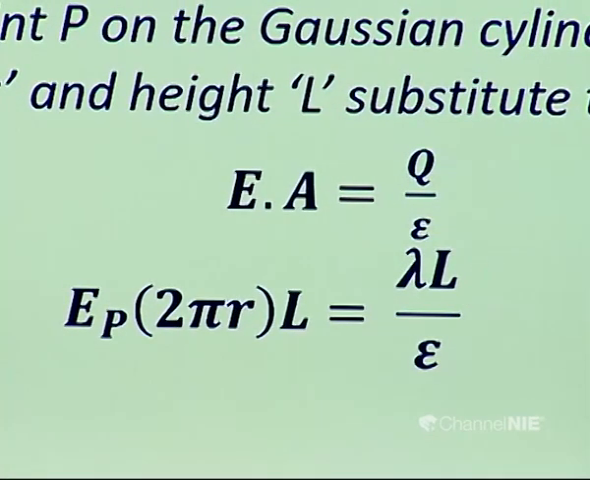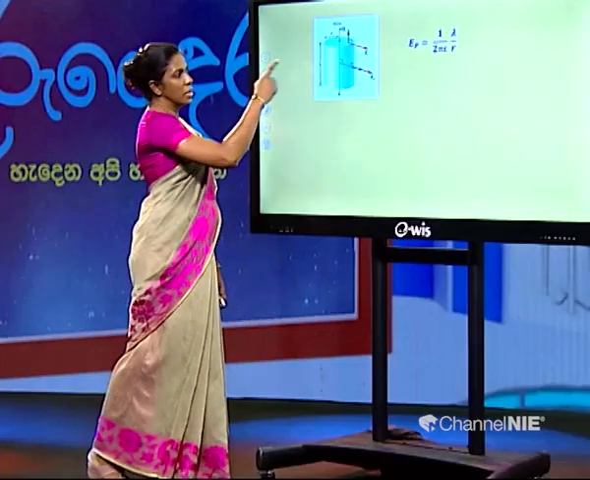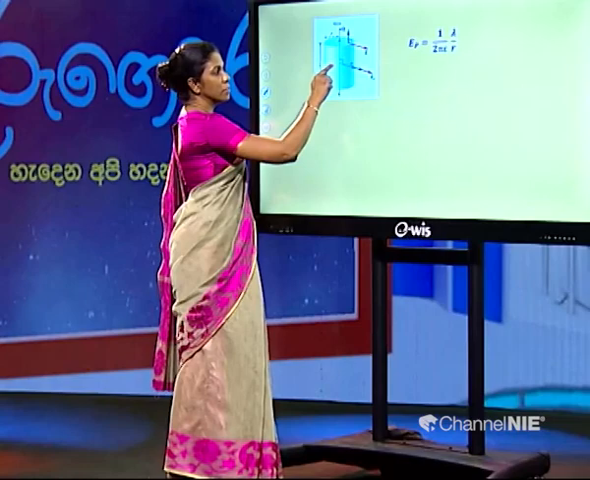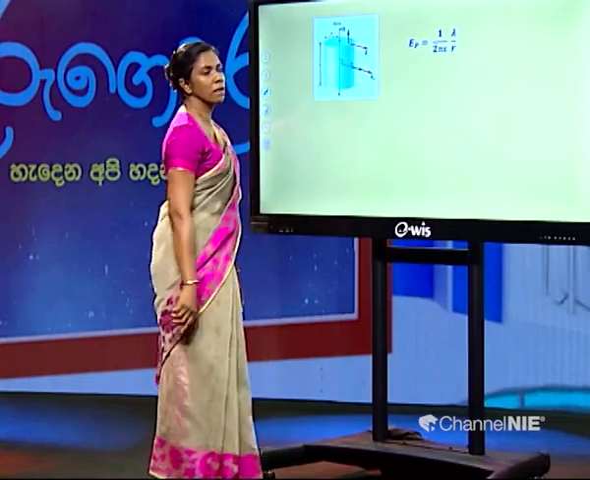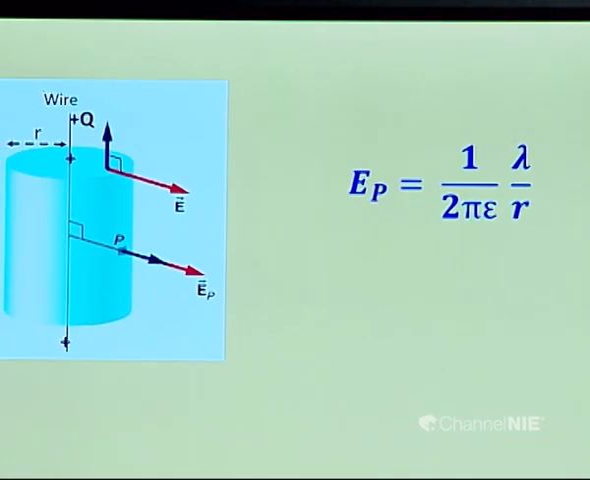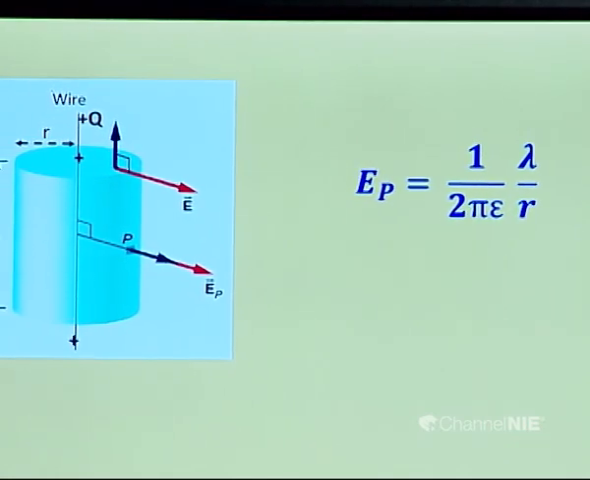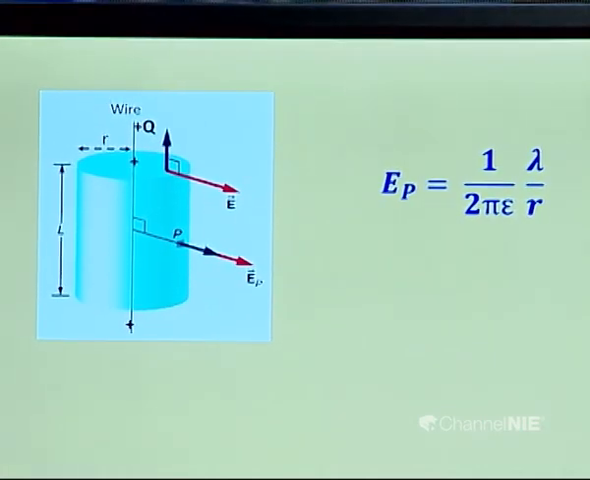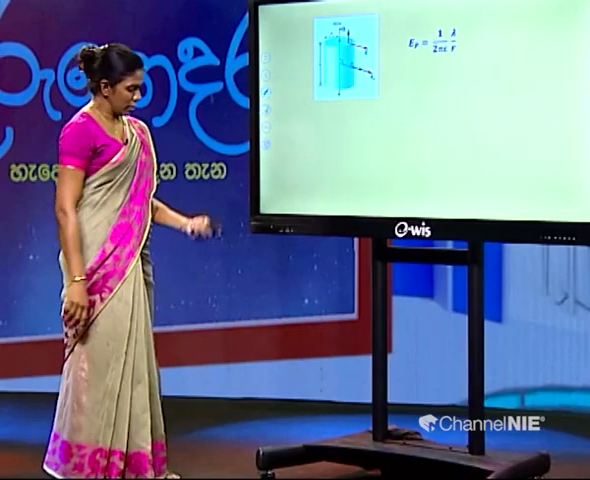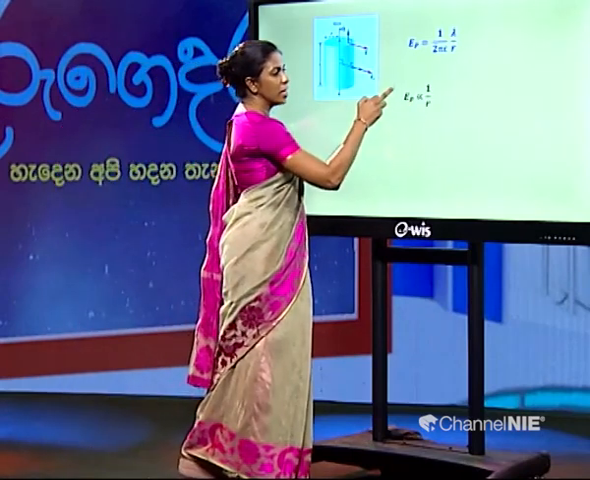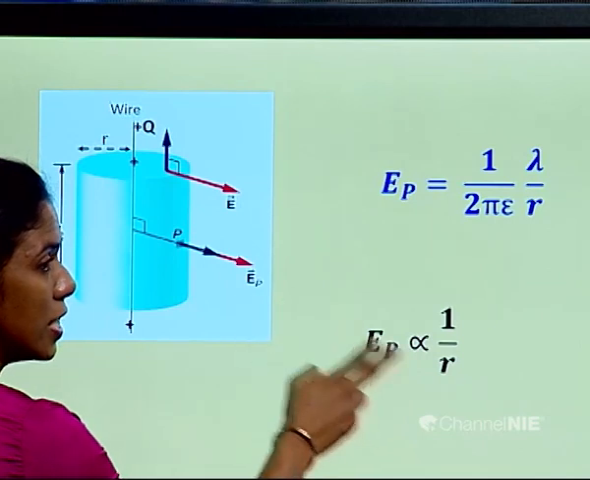So, we come to the result: the field intensity at any point on this surface, at the same distance, is given by E equals 1 upon 2 pi epsilon times lambda over r. Now, lambda for this is a constant, it is the charge stored per unit length, the linear charge density. According to the result, it is clear that the field intensity varies inversely proportional to the distance.